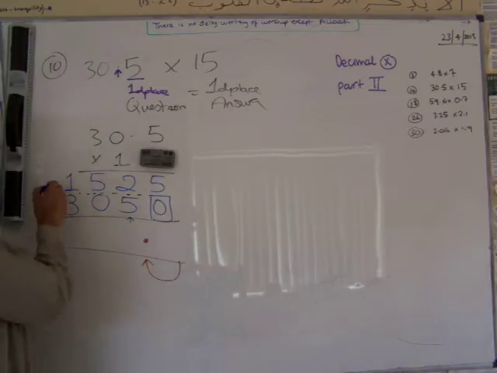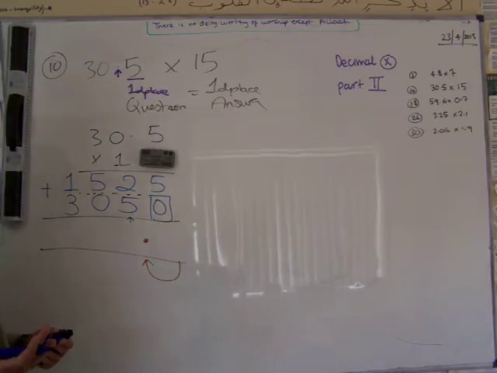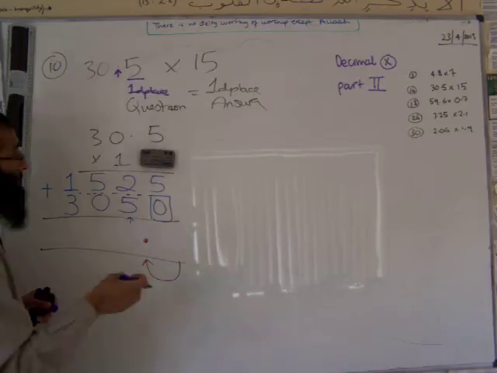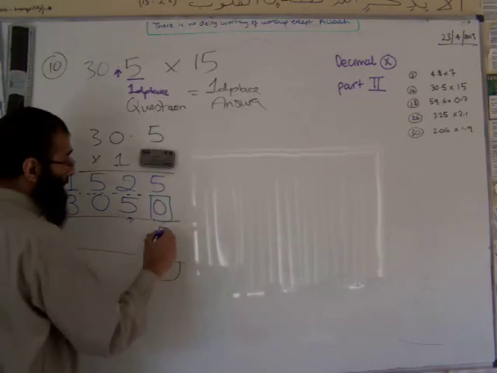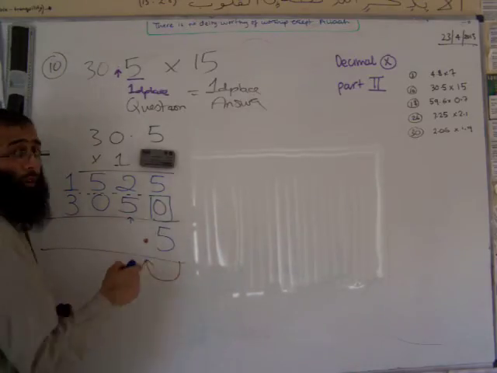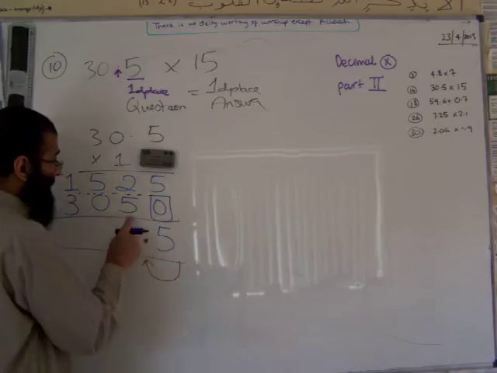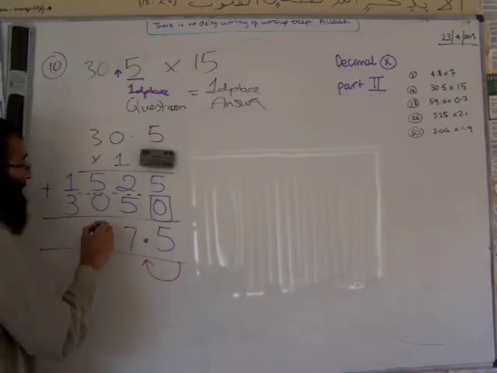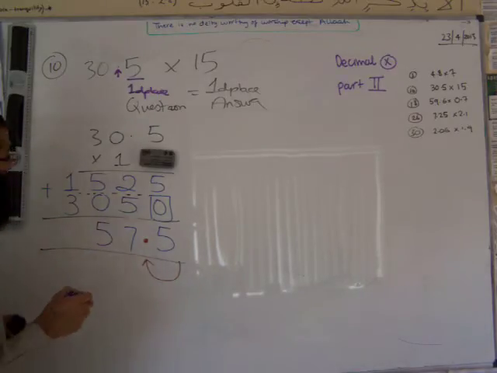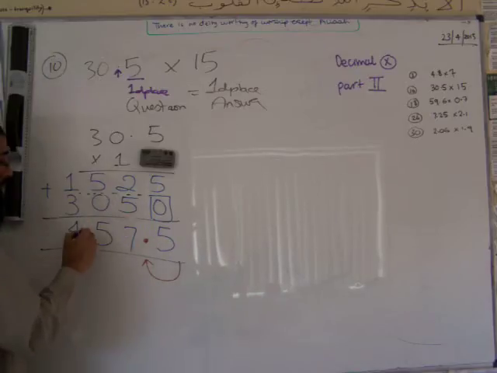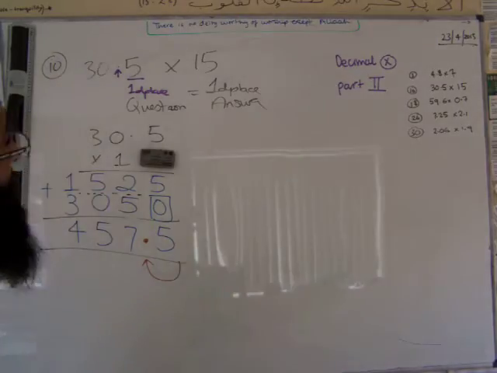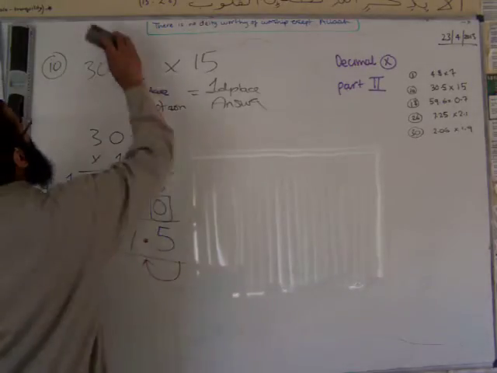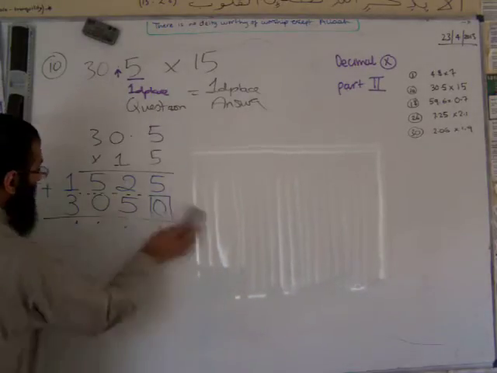Okay. So now we need to add them up like we do in a normal multiplication question. 5 add 0 is 5. 2 add 5 is 7. 5 add nothing is 5. And then we have 1 add 3, which is 4. Okay, that's the end of that question. Right, let's move that over there.